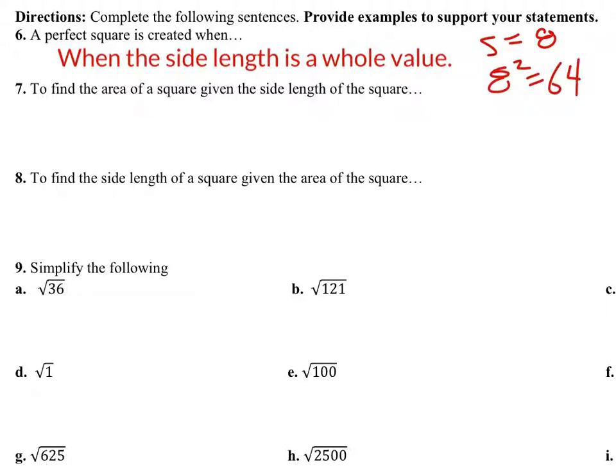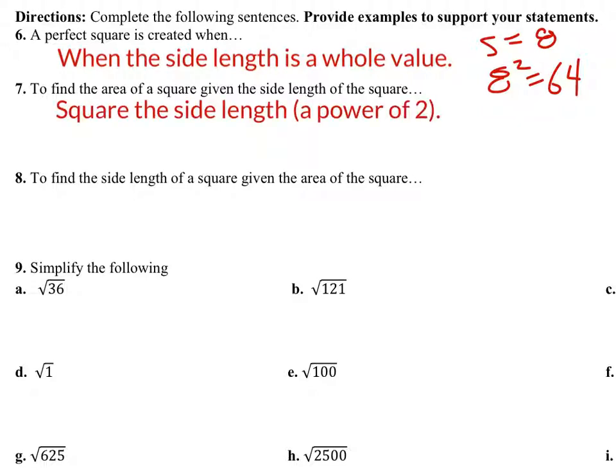All right, to find the area of a square when given the side length of a square, all you must do is simply square the side length. All right, what about to find the side length of a square given the area of a square? All we're going to do is square root the area.